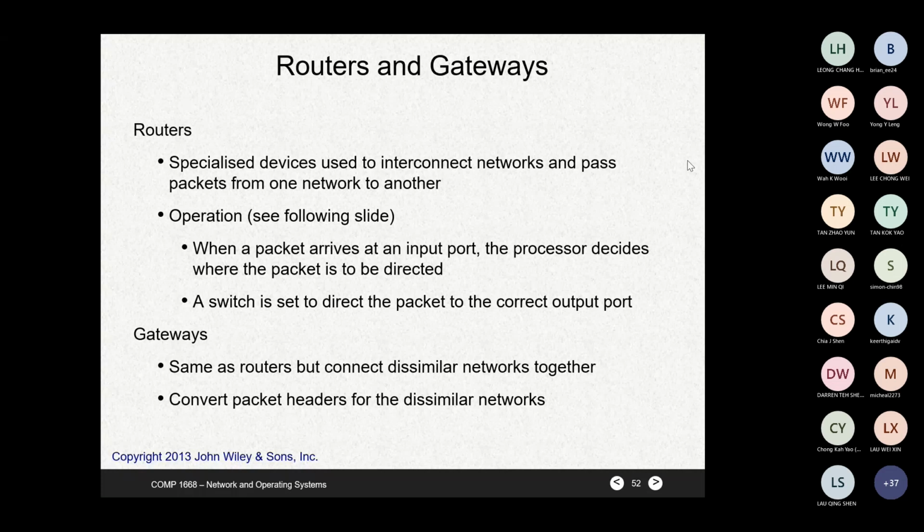So when a packet arrives at one input port, the processor inside the router decides where the packet is to be delivered or directed. So the router is even more advanced than the switch. The packet has what we call a routing list: who is the user, who is sending, where you're supposed to send, or who are the receivers.